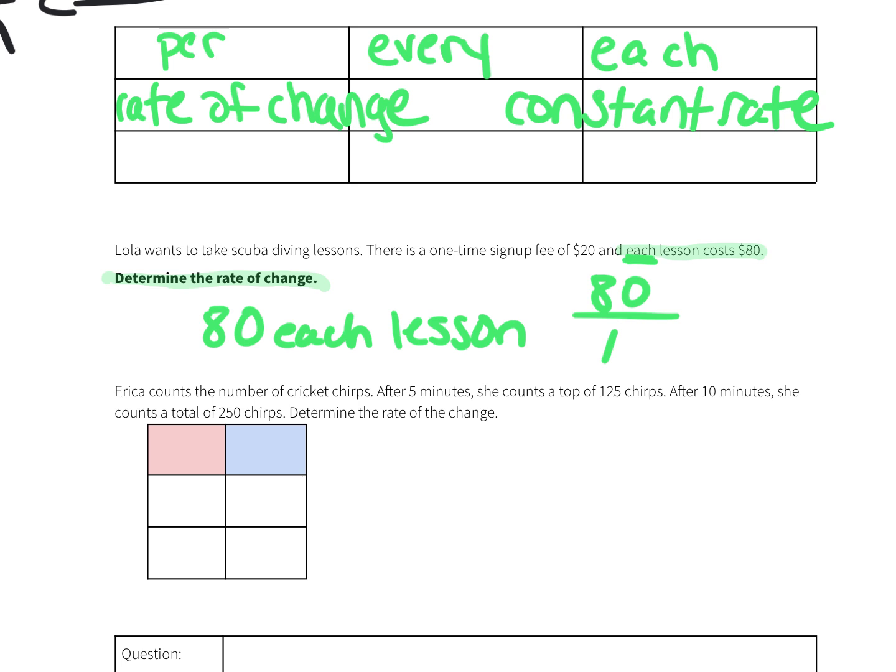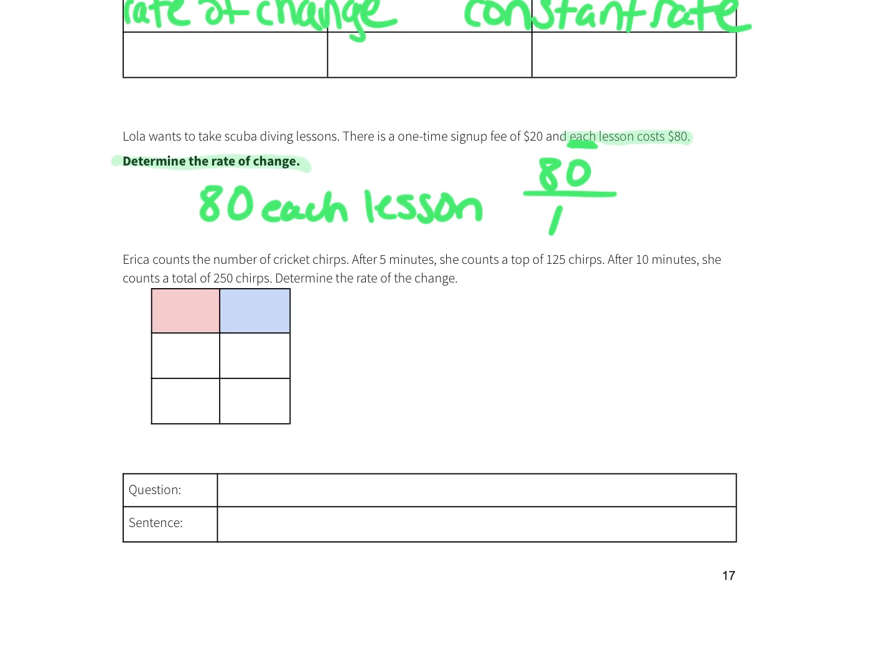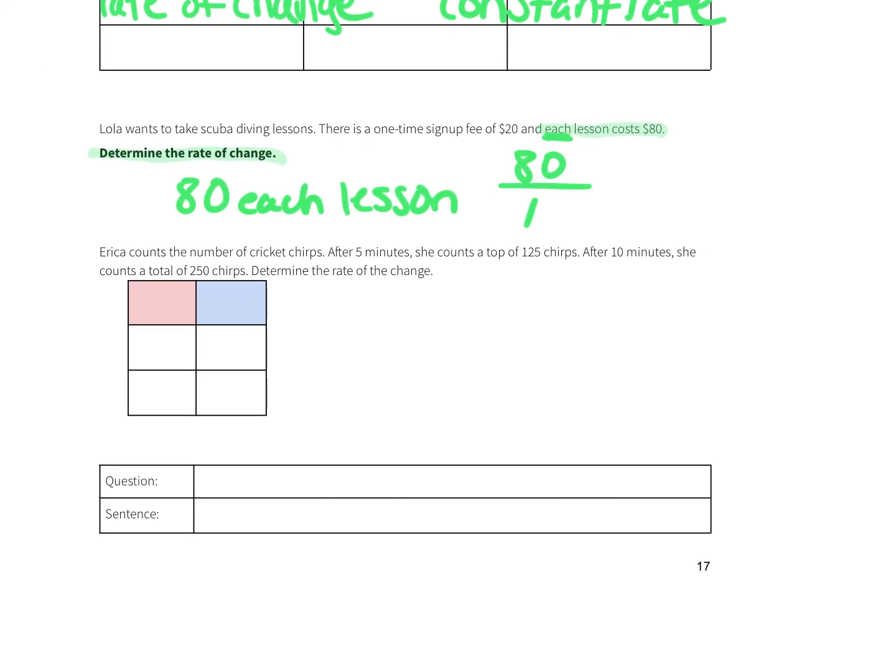Now let's try one that has one more step to it. Okay. Erica counts the number of cricket chirps. After 5 minutes, she counts a total of 125 chirps. After 10 minutes, she counts a total of 250 chirps. Determine the rate of change. Kind of a weird problem.